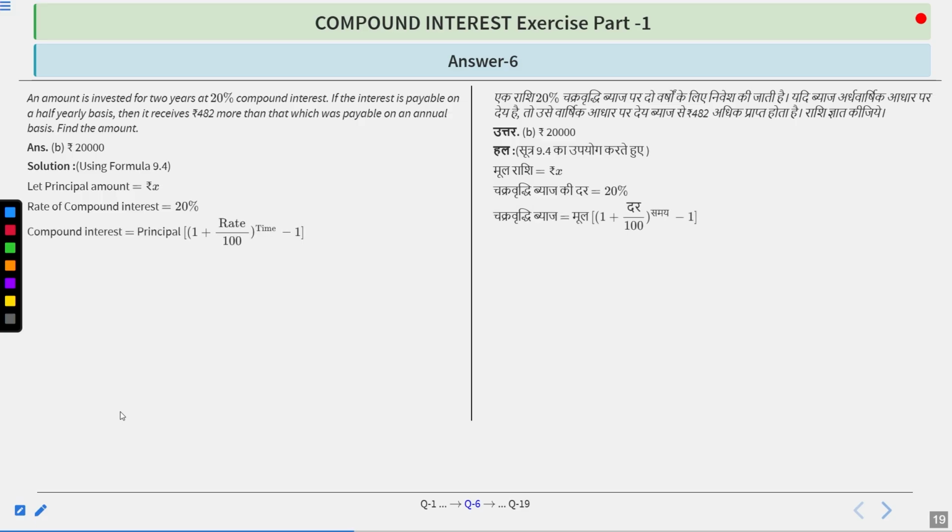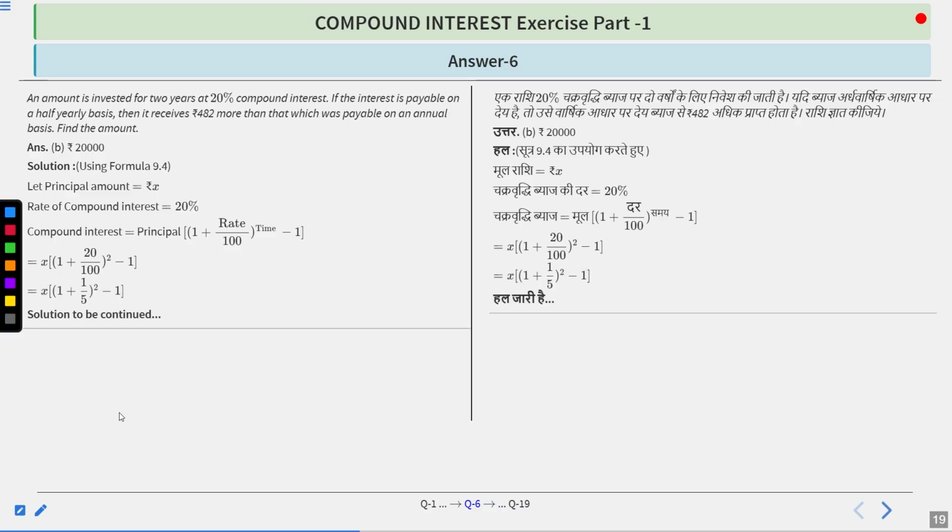Then compound interest is equal to principal into 1 plus rate upon 100 raised to power time, minus 1. That is equal to X into 1 plus 20 upon 100, whole square, minus 1, since the time was 2. That becomes X into 1 plus 20 upon 100, which is 6 upon 5, whole square, minus 1.